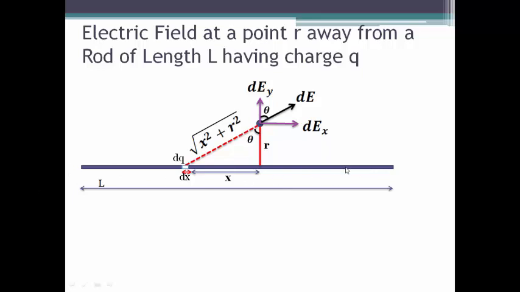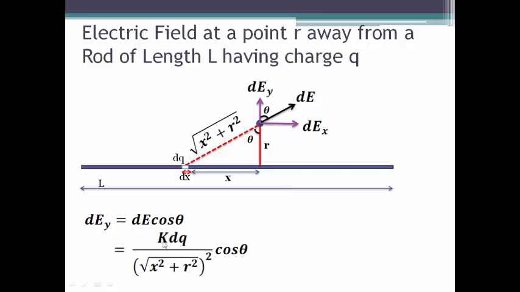From this arrangement, it is clear that all the components of dEx will cancel each other out, because for every component along the positive x-axis, there will be an equal and opposite component along the negative x-axis. Therefore, the resultant field due to the entire rod will be only due to the y component. Therefore, dEy equals dE cos theta. So that will be equal to k dq upon square root of x square plus r square the whole square, that will remove the square root, into cos theta.